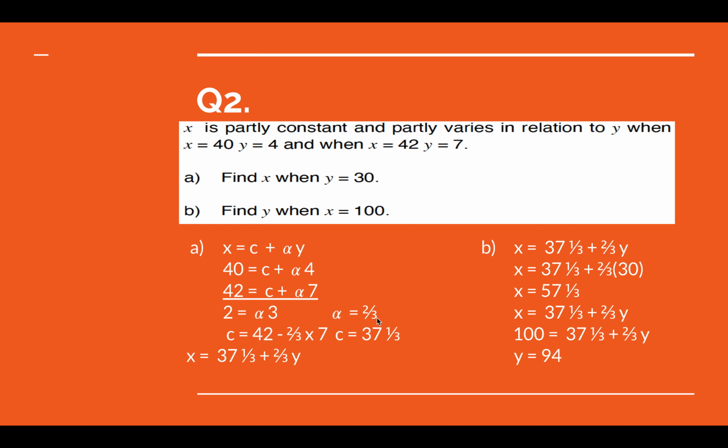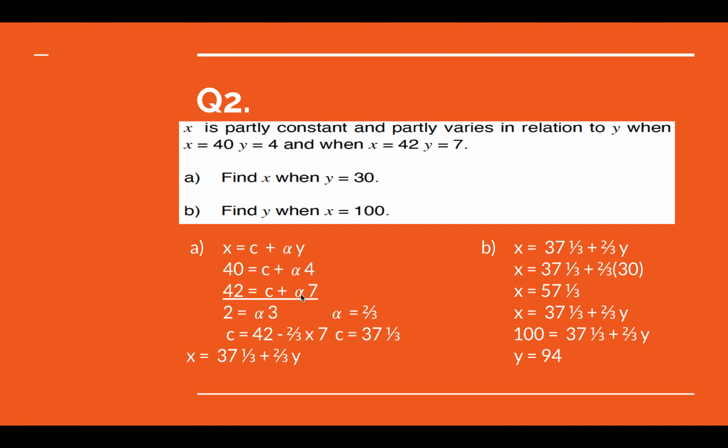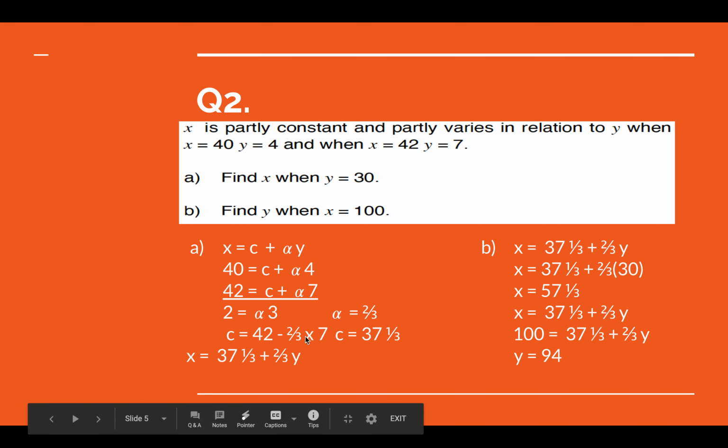Now that we have found our alpha, we put it back into either equation 1 or equation 2. In this case, I just chose equation 2 randomly. So to find c, we put this alpha in equation 2. We have 42 is equal to c plus 2/3 multiplied by 7. This is what we have here. Now I find c by making c the subject of the formula, putting the 2/3 multiplied by 7 on the other side. So 42 minus 2/3 multiplied by 7 gives us c is equal to 37 and 1/3.